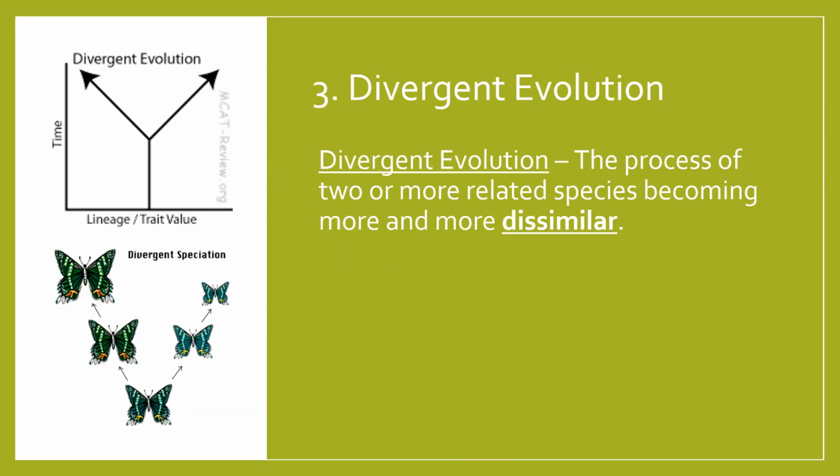Whereas divergent evolution is the process of two or more related species becoming more and more dissimilar over time. And we see that graph right here. It splits, it diverges. Right? Again, use that English language to your advantage for the evolution unit.